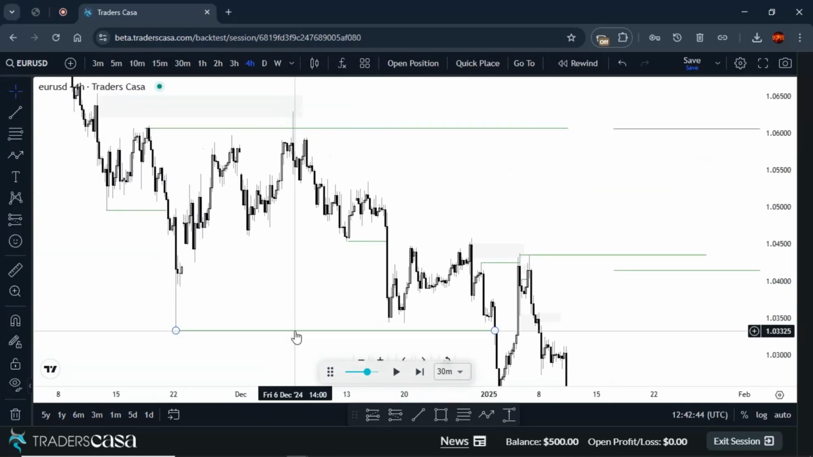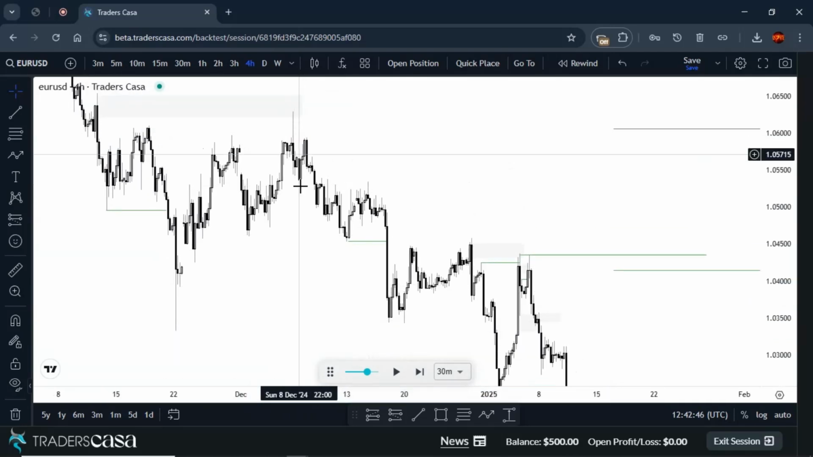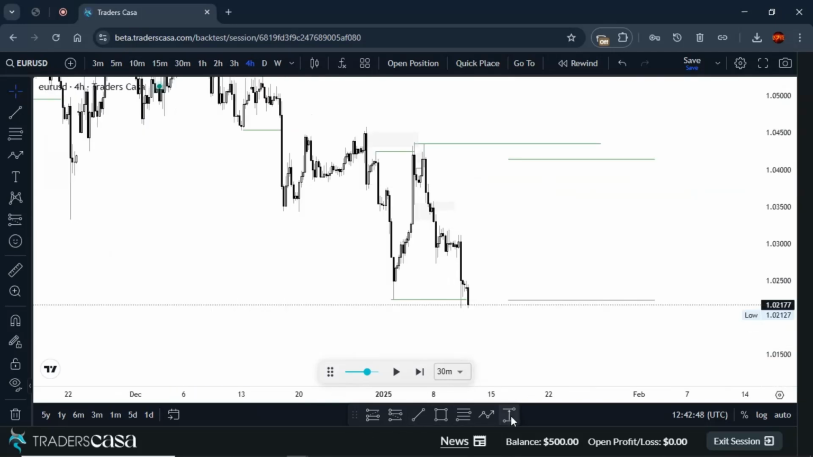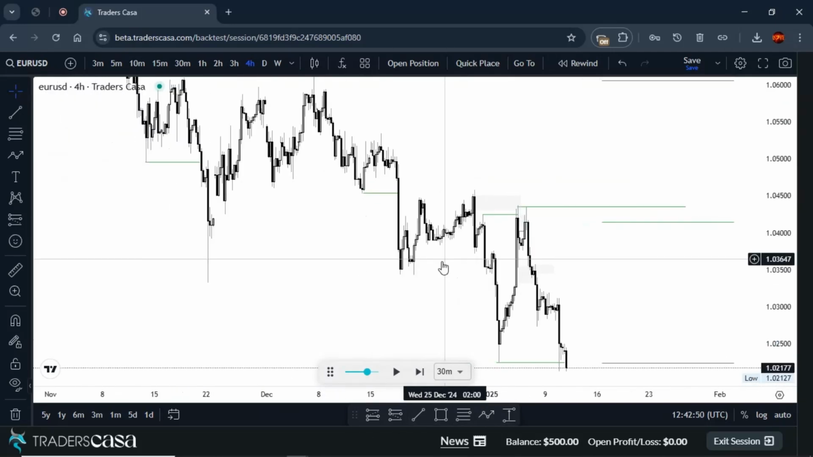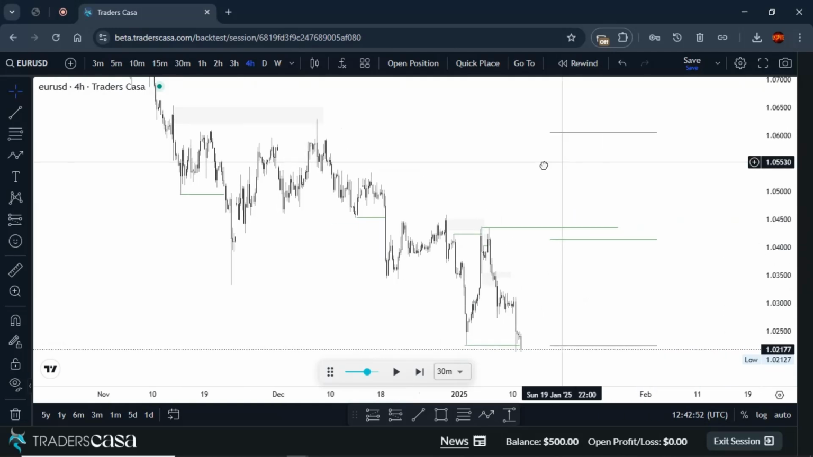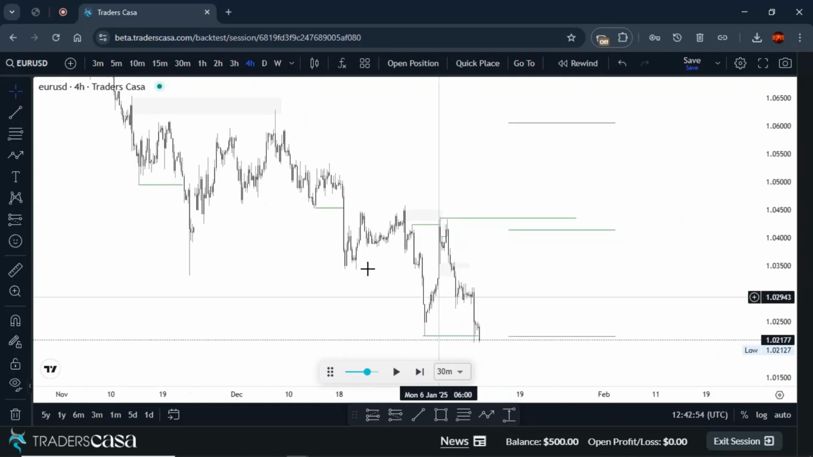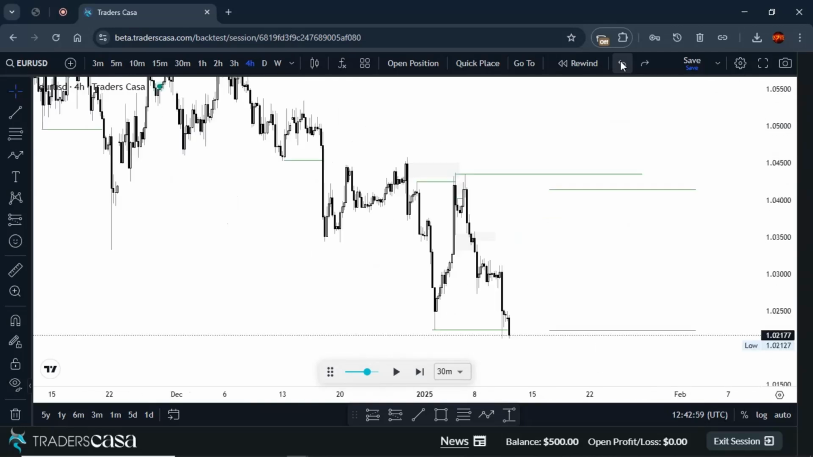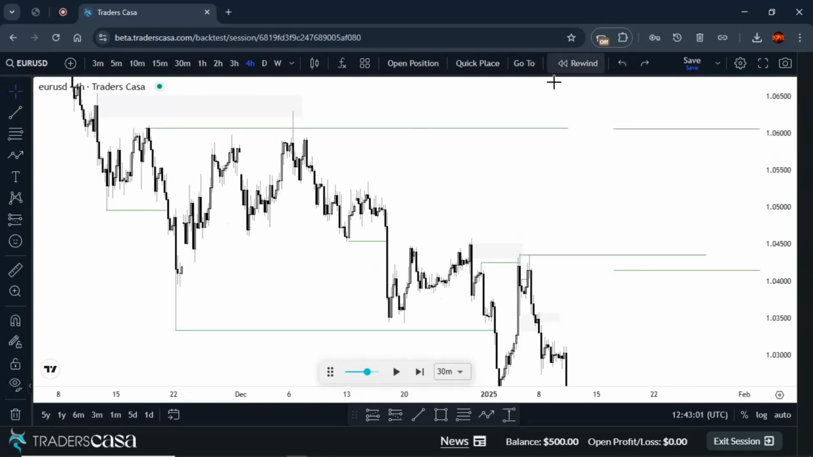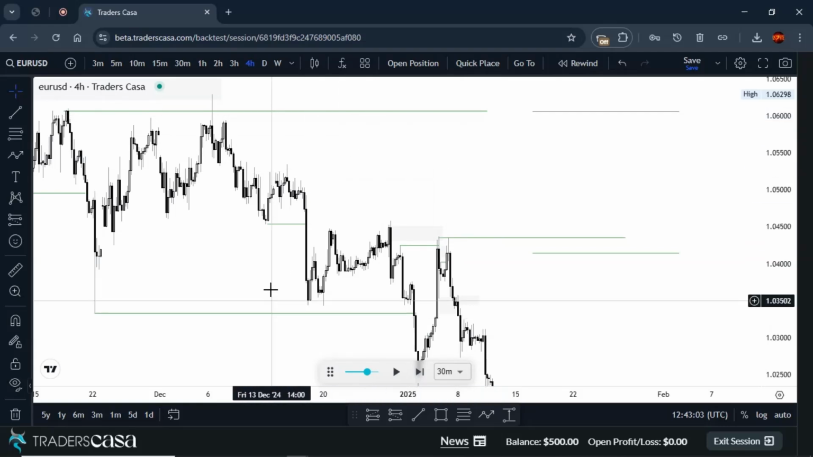So you can delete this. You can see how price is delivering. And notice that price is not actually, for this, let me go back. Okay. Now for this, our previous swing high and low.